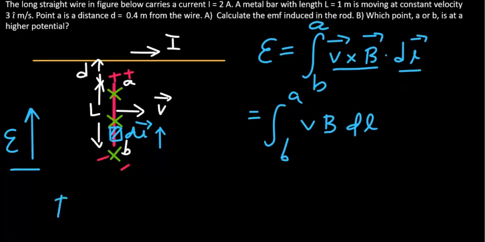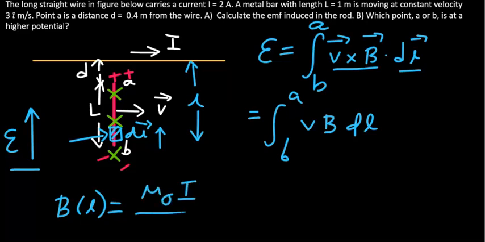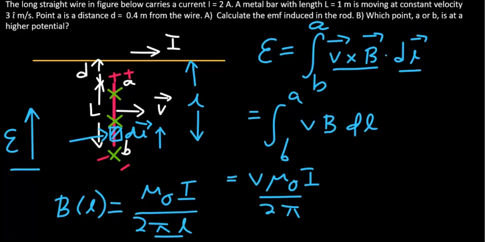Now this B is not uniform. It is created by a very long wire. Let's assume that the distance between the long wire to that length element is L. So the magnetic field there is given by mu naught capital I over 2 pi L. So let's substitute this expression in here. Now let's bring out all the constants. V is a constant. Speed is a constant in this case. Mu naught I over 2 pi integral dl over L.